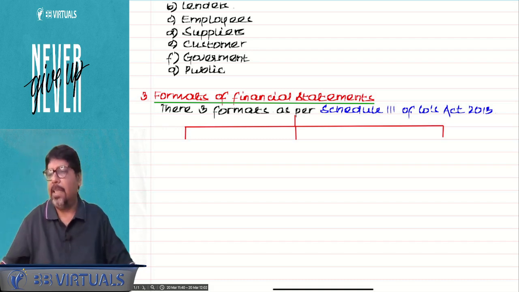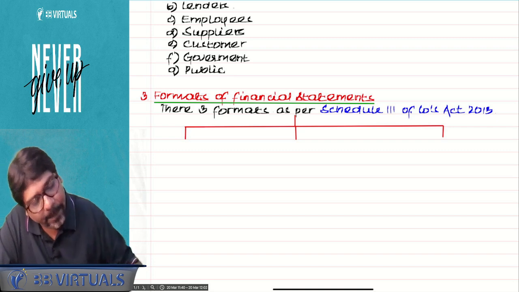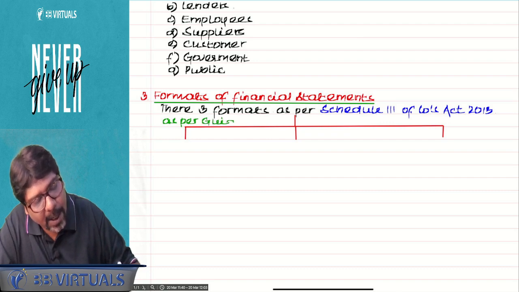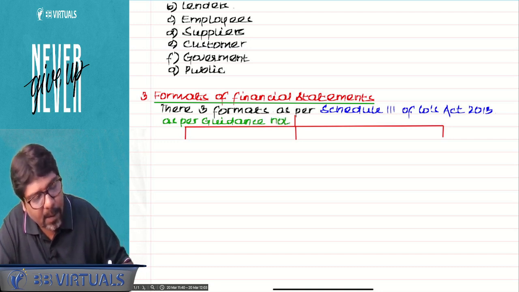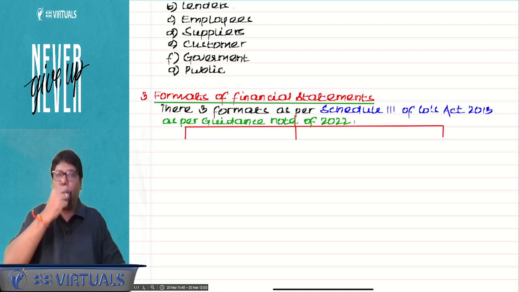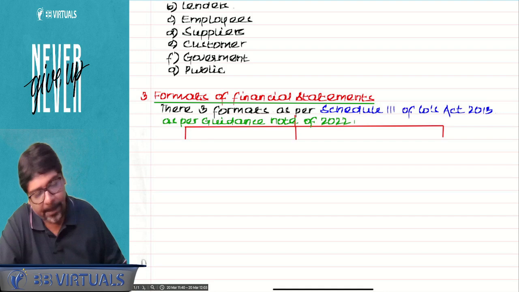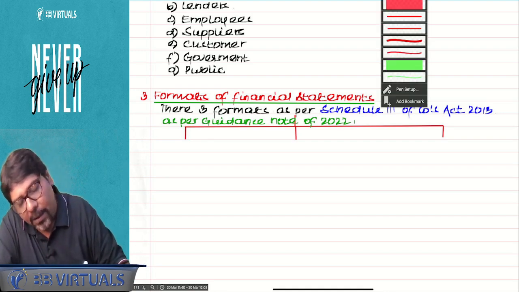Now chartered, this is as per the guidance note 2022 as issued by ICAI. MCQs you get, no, all this you can get, no. That is why. In Schedule 3 we have got three parts.